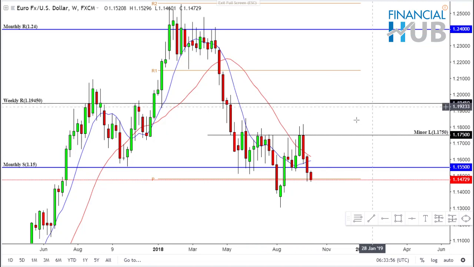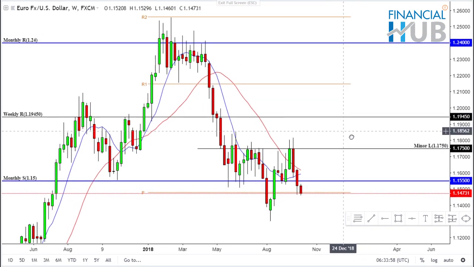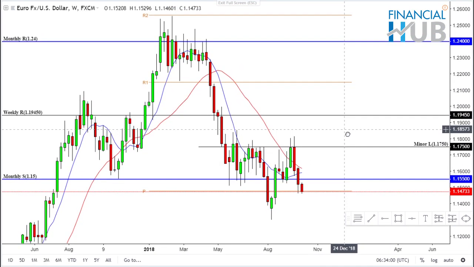So yes guys, welcome to the charts. These are the chart breakdowns. As usual, we start off with the euro, the most liquid pair in the currency markets. And the euro has been falling for the last 2 weeks.